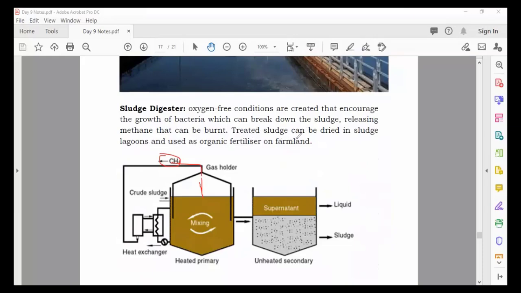The treated sludge can be dried in, you can say, lagoons. These are separate places, and it is used for organic fertilizers. So after that, you can use it as an organic fertilizer for the crops.